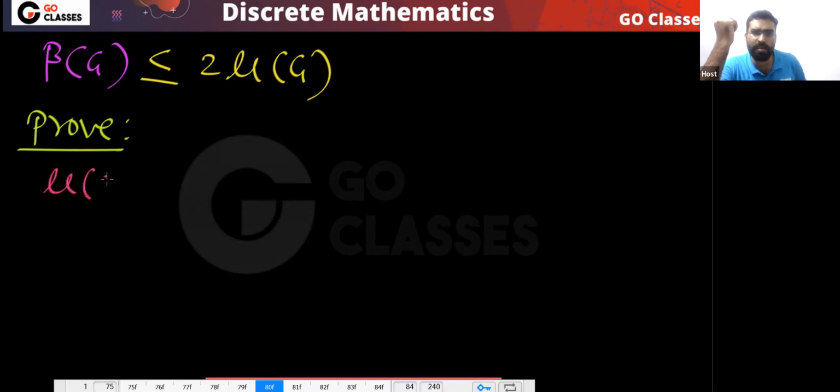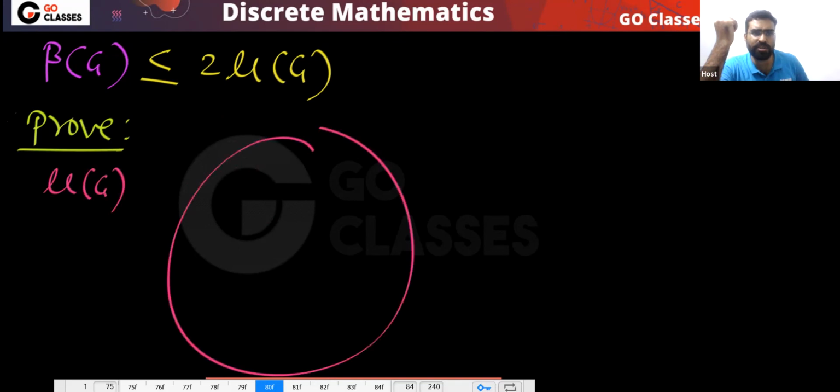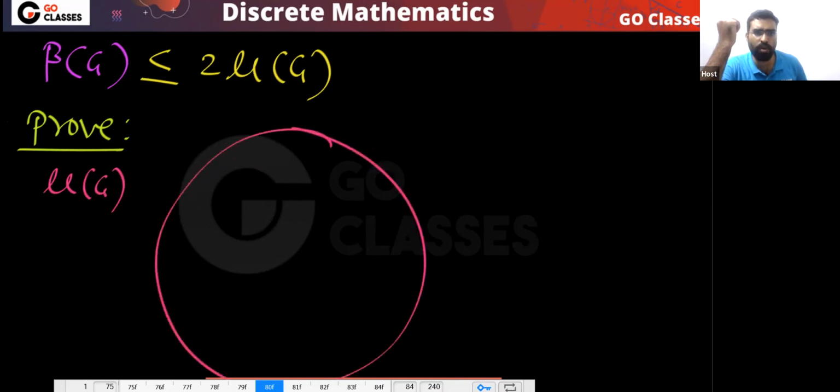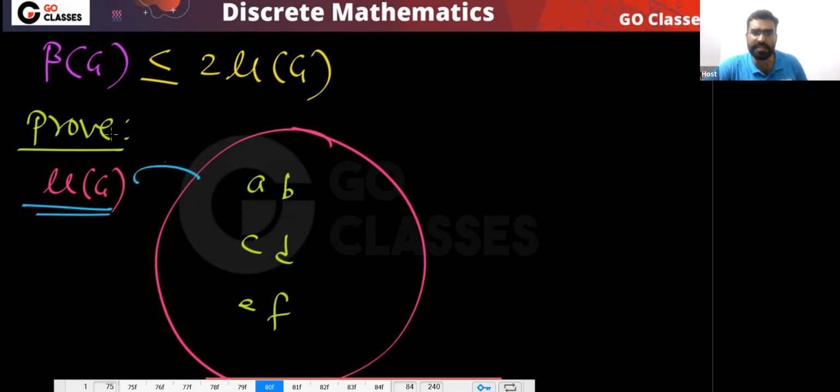Assume that this is the maximum matching, A, B, C, D, E, F. Remember, this is the maximum matching. This is what I'm assuming. If this is the maximum matching, then tell me one thing: is there any edge which is not incident on these vertices?